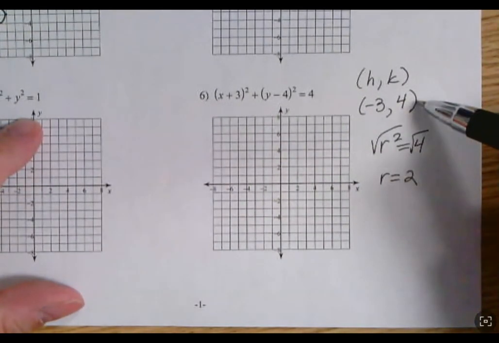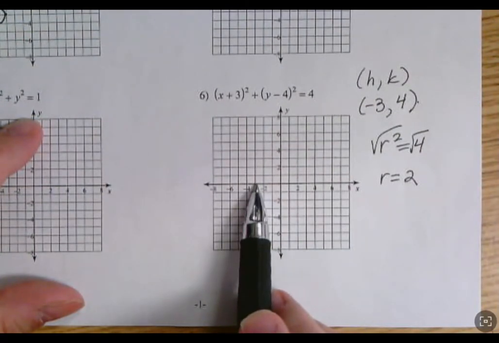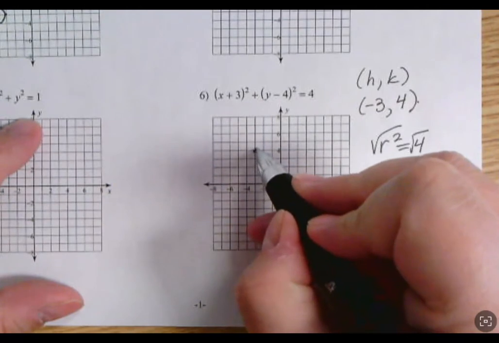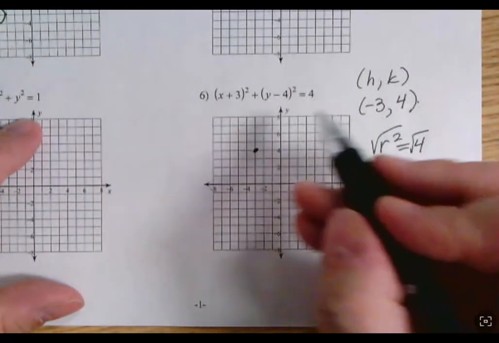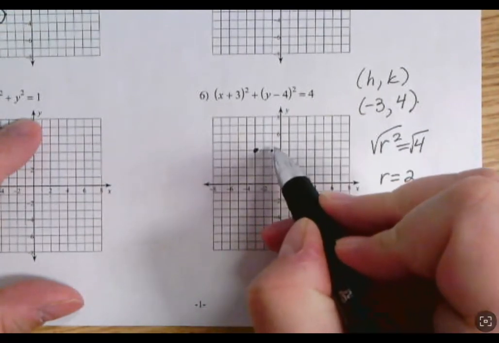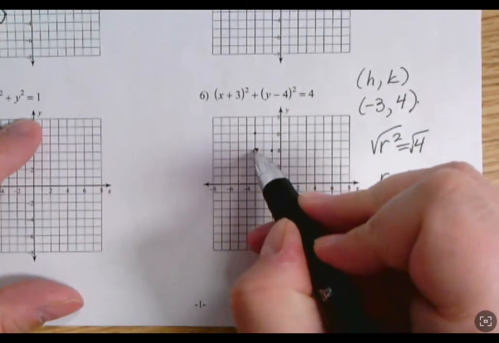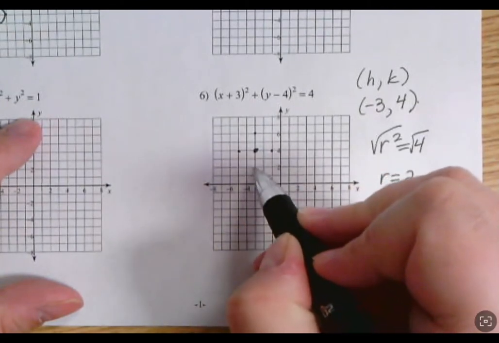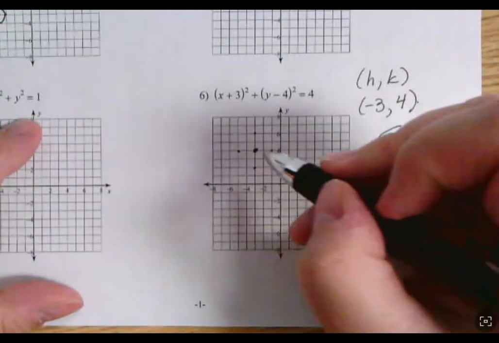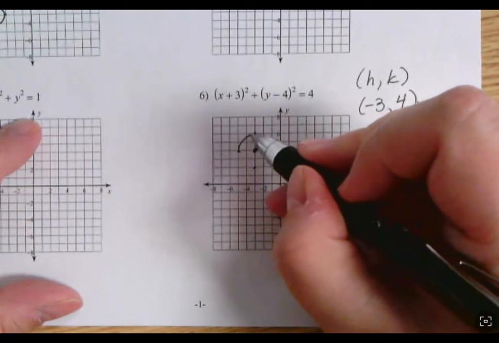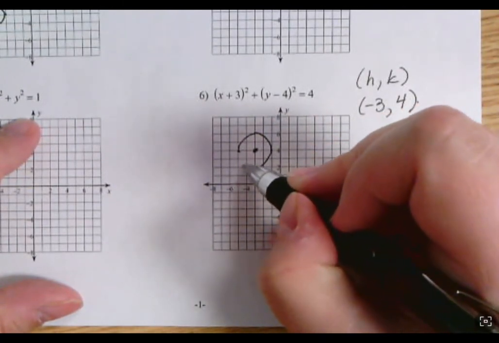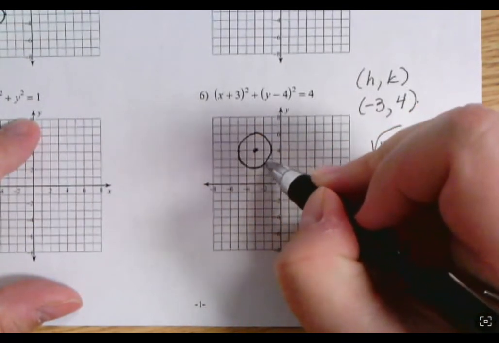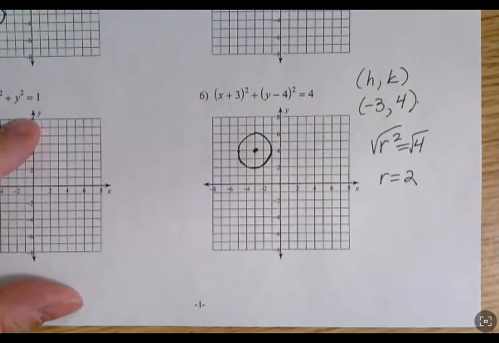So I'm going to go put the center of this circle at negative 3, 4. So that's left 3 and up 4. And then I'm going to go 2 in every direction from that dot to draw my circle. 2 to the right, 2 to the top, 2 to the left, 2 down. And those are 4 points I can try and make my circle go through. Not the best circle. And there it is.